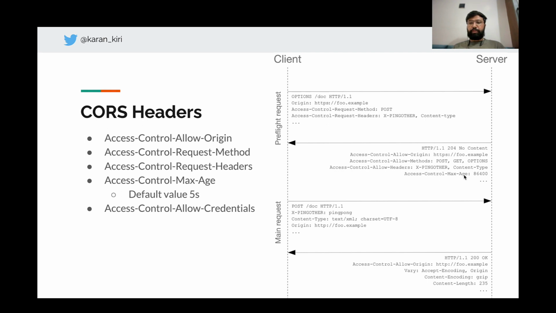By default, this duration is 5 seconds, but here you can see it's much more than that. So the browser will cache this response for this domain, and until that expiry is met, it won't make any pre-flight request and will directly make the main request. Once this pre-flight response is received by the client, it will send the main request. Here in our case, it's a POST request to /doc, and you can see the request was successfully processed.